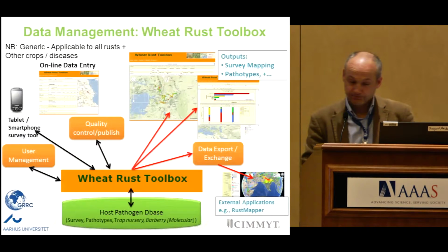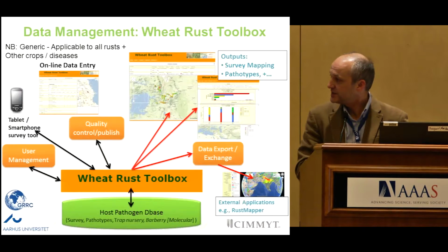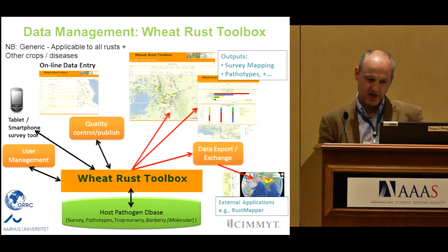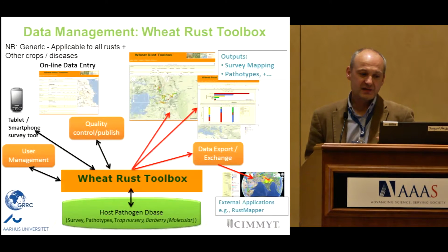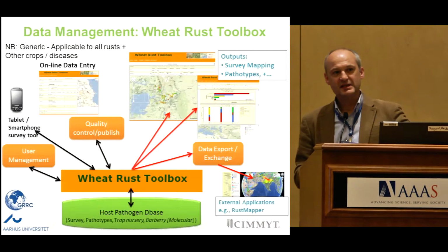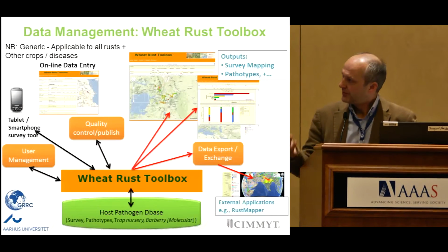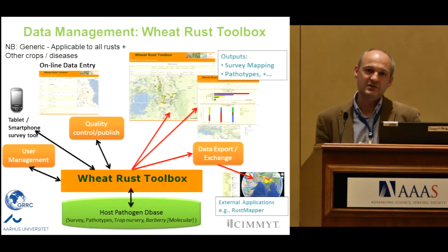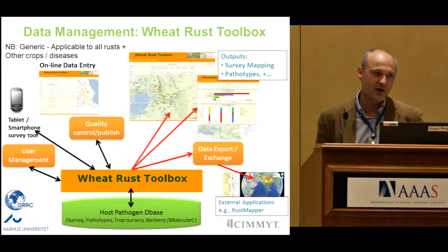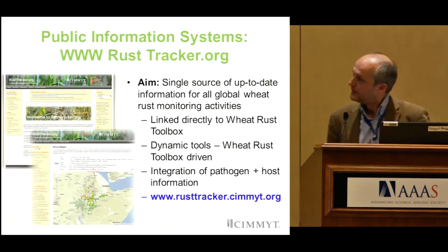Data management. Together with colleagues in Denmark at the Global Rust Reference Center, we put together something called the Wheat Rust Toolbox, basically a database and data management system whereby we can easily get data into the system and do quality control. It's linked to a whole series of dynamic display tools, interactive maps, charts and graphs, so we can easily visualize that data.